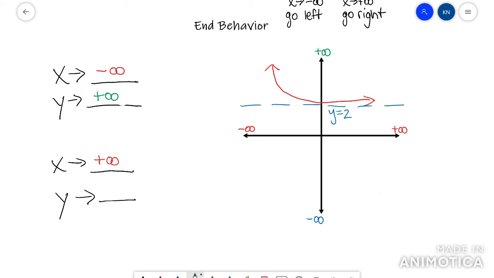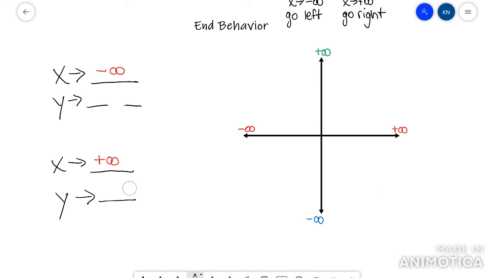Where they're trying to trick you is on the other side, as x goes to positive infinity. So if I go to the right, what's my line doing? It doesn't go up, it doesn't go down, it levels out on the asymptote. So your answer doesn't always have to be positive infinity or negative infinity. If there's a horizontal asymptote, your line is going to level out there. And so my answer here would be y approaches 2. It approaches that asymptote.